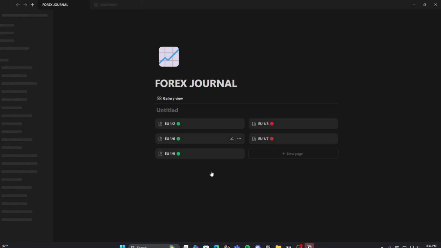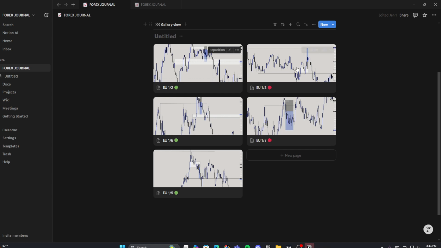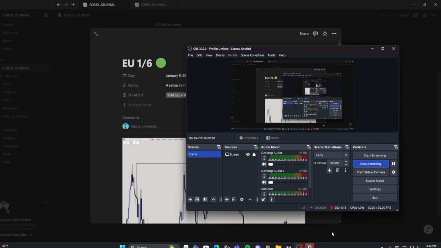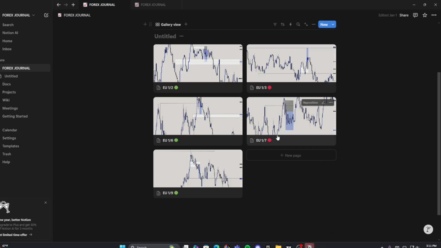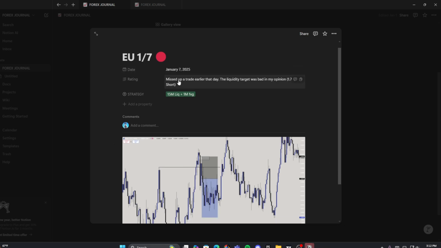So going to my Notion tab over here, I took all these trades over here this month. I reset everything, but this week I took this over here. A setup, in my opinion, 1 minute sweep could have been better. Yeah, exactly. What else? We had this trade over here that I lost. I missed a trade earlier, which was this over here.